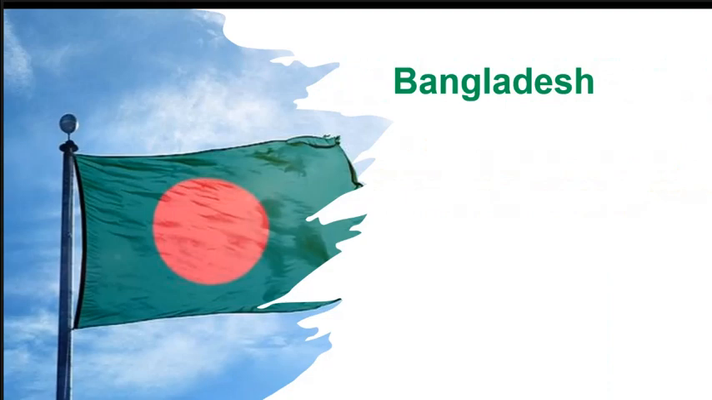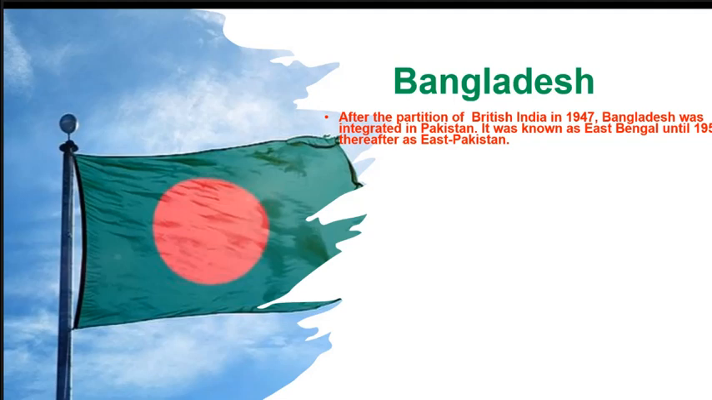So we need to mention a little bit about Bangladesh, but again, I think if we had more time, it warrants its own presentation, really, because after the partition of British India in 1947, Bangladesh was integrated into Pakistan. It was known as East Bengal until 1955, and thereafter as East Pakistan. It's interesting because on the one hand, you've got Pakistan on one side, then you've got massive India in the middle, and then you've got Bangladesh at the other side.